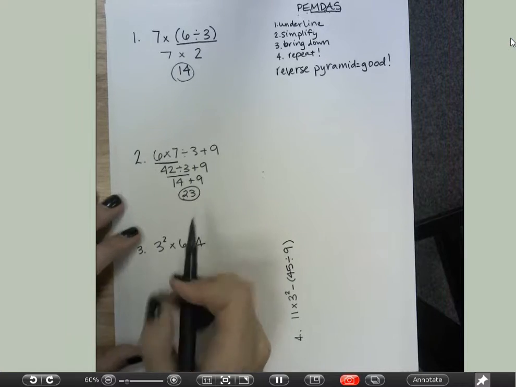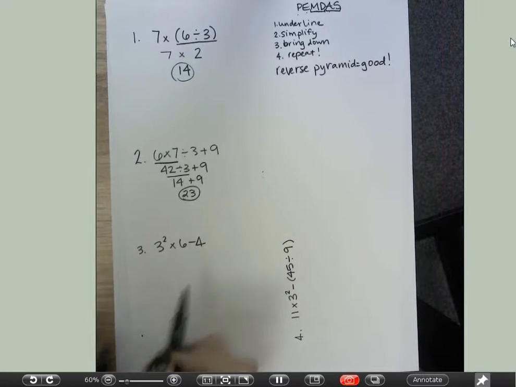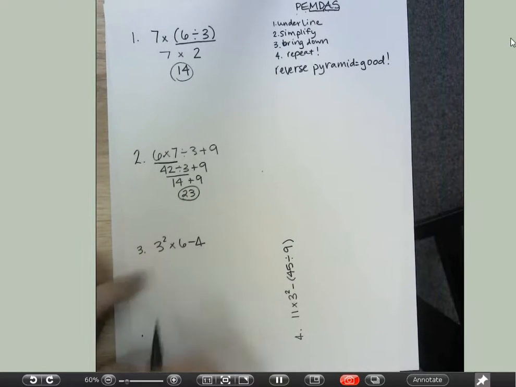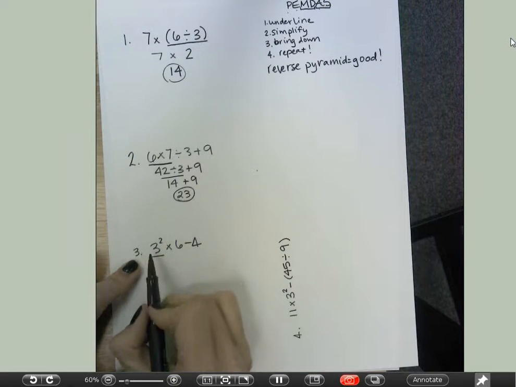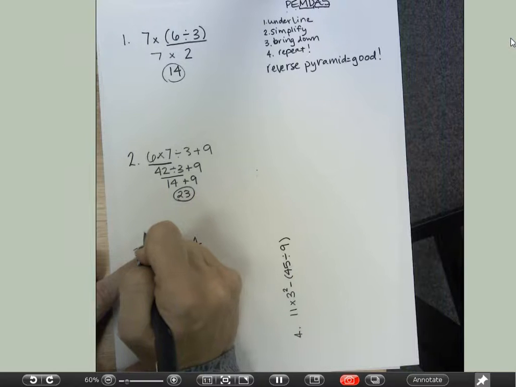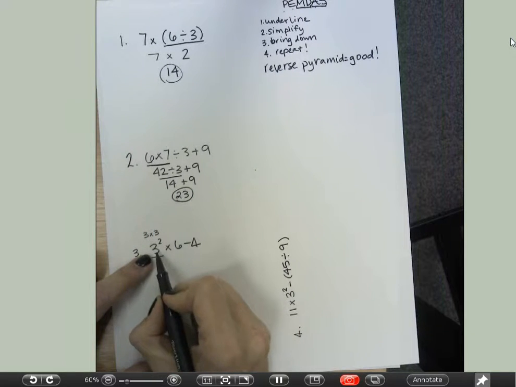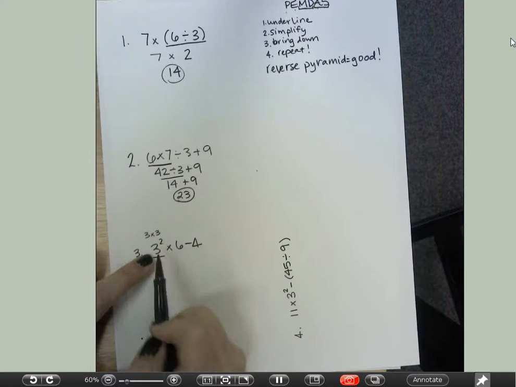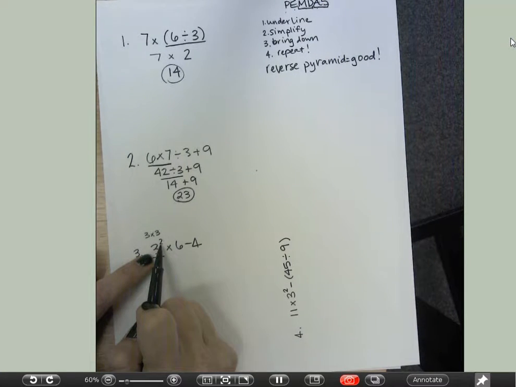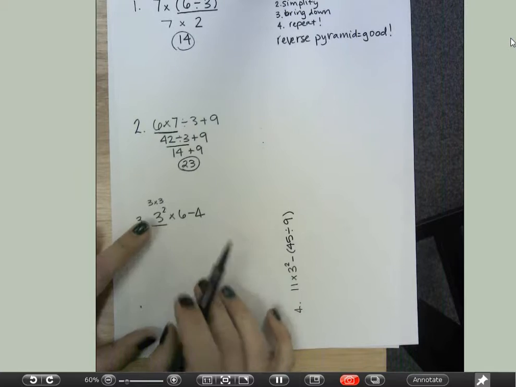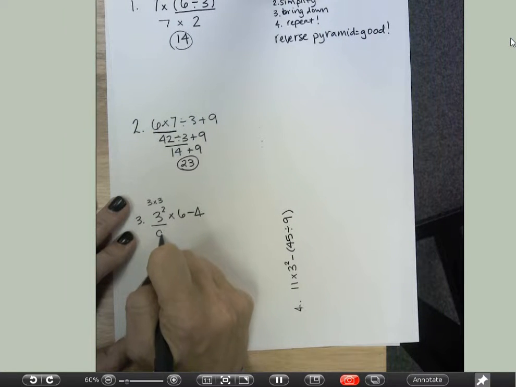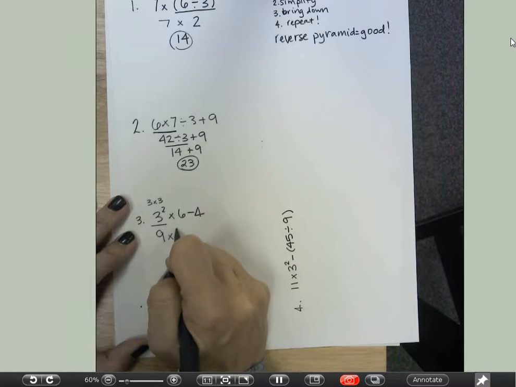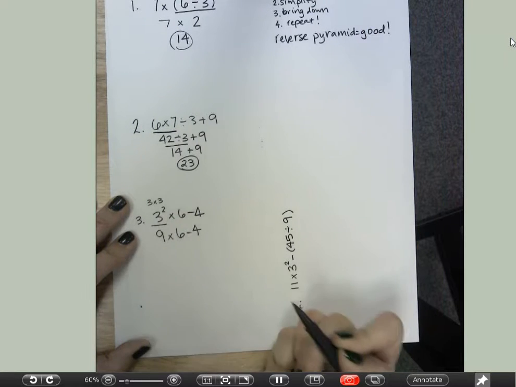Okay, so now let's come down and look at example number 3. So please, nope, no parentheses. Excuse, yep, we've got exponents right here. And you guys all know that 3 to the second power means 3 times itself this many times. So this is our base, this is our exponent. This tells me how many times I'm multiplying 3 by itself, okay? So 3 times 3 is 9. So then I'm going to bring down.